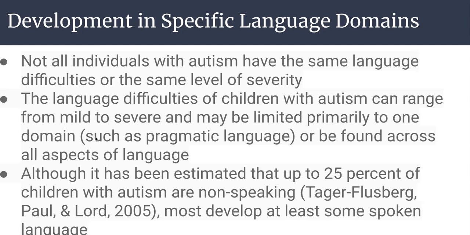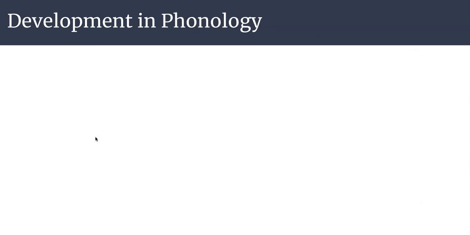In fact, it can be hard to find two people with autism who have the same language difficulties, the same level of severity across form, content, and pragmatics. The language difficulties of children with autism can range from mild to severe. Again, more kids are going to be mild, fewer kids are going to be severe. Although it's been estimated that up to 25% of children with autism are non-speaking, that means that 75% or more are going to be verbal.